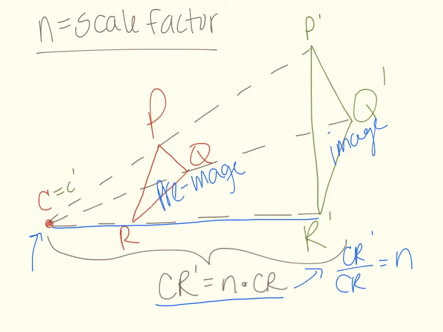When you dilate something, the angle measures will always stay the same. So R is going to have the same measure as R prime, P is going to have the same measure as P prime, and then Q is going to have the same measure as Q prime. The angle measures do not change when you dilate. What changes is the lengths of the sides.